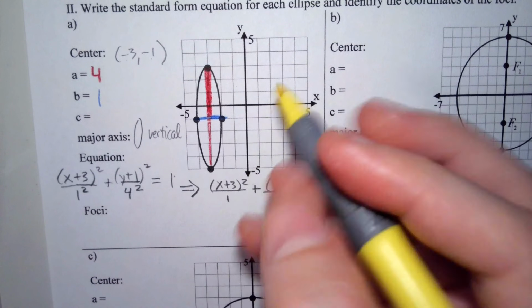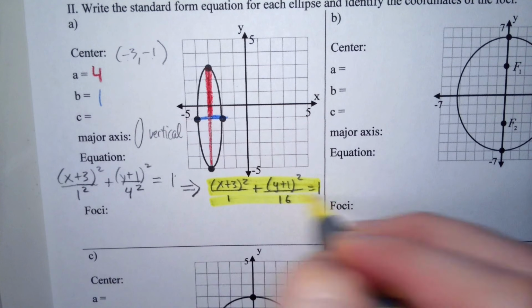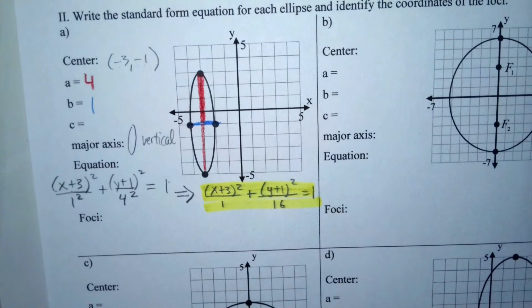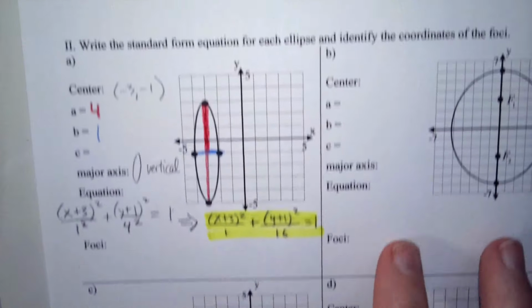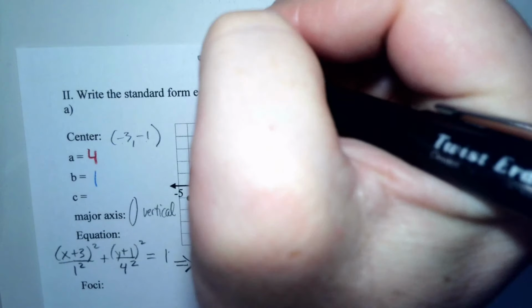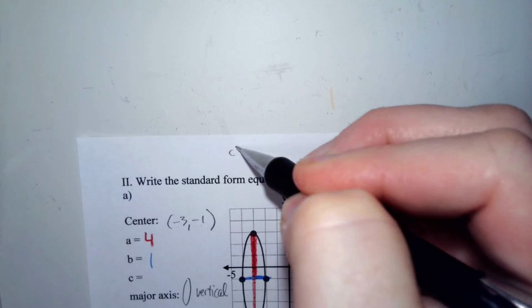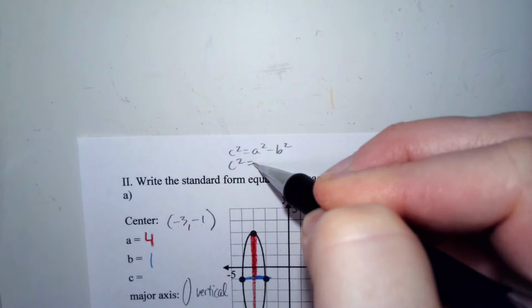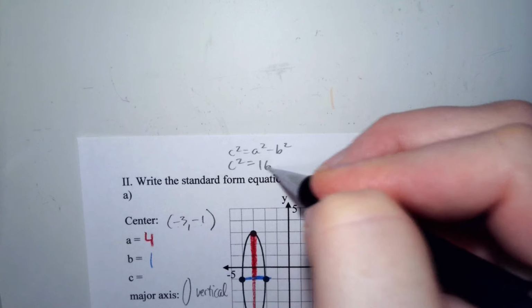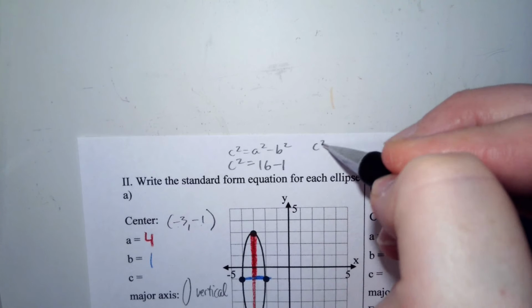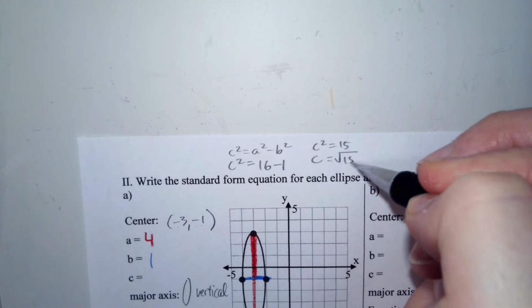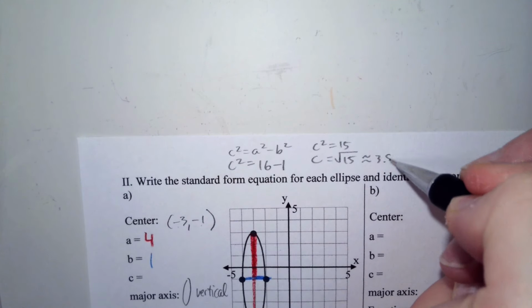Now to find the foci. We can estimate them. I know they're going to be somewhere above and below the center. So I'm going to do some side math up here. c squared equals a squared minus b squared. So c squared is equal to 16 minus 1. c squared equals 15. c is equal to the square root of 15, which is about 3.87.